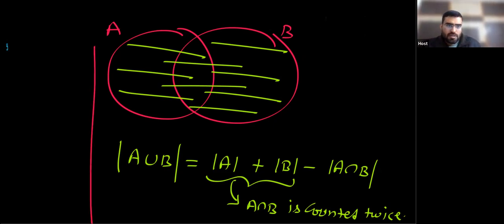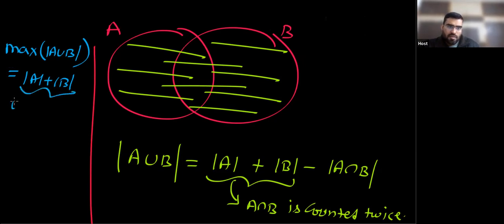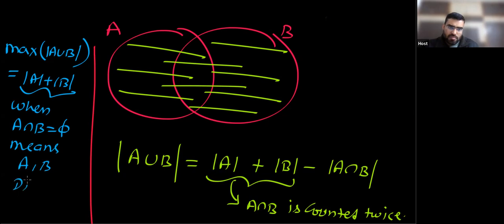So you can notice the maximum of A union B, when you will get that, it will be this. Okay, so you can notice the maximum value that you will get is this when A intersection B is 5, which means A comma B are disjoint.